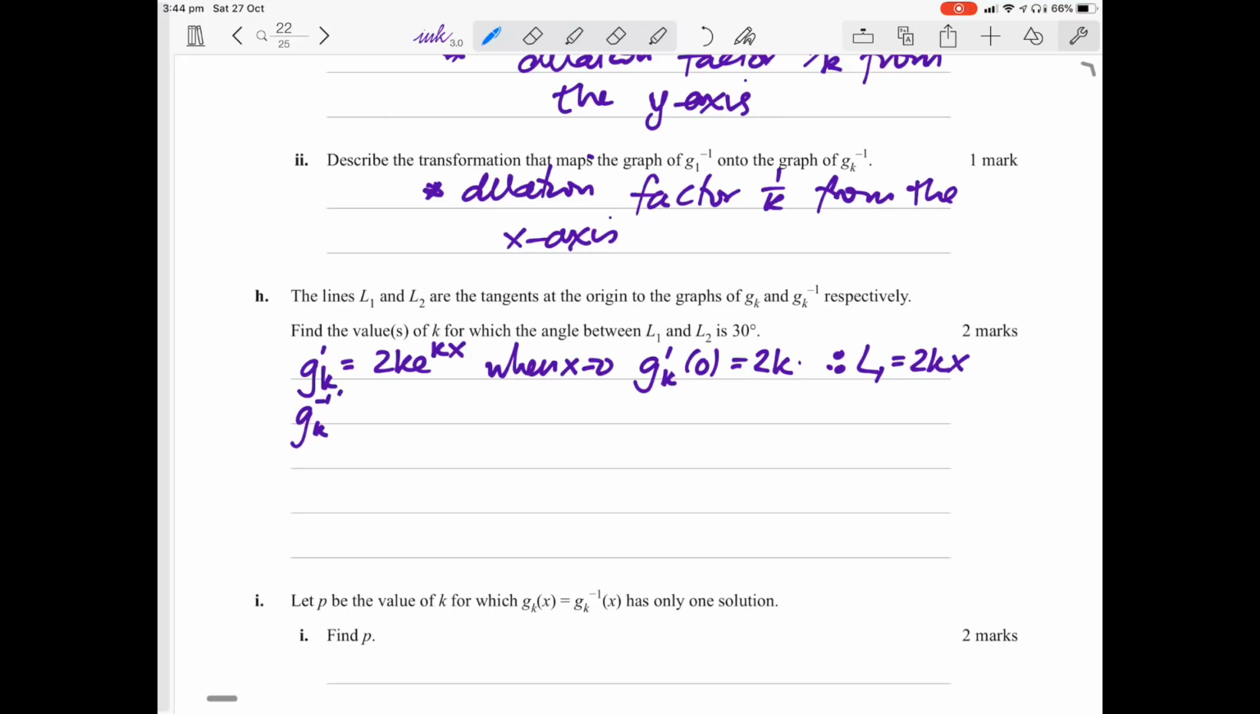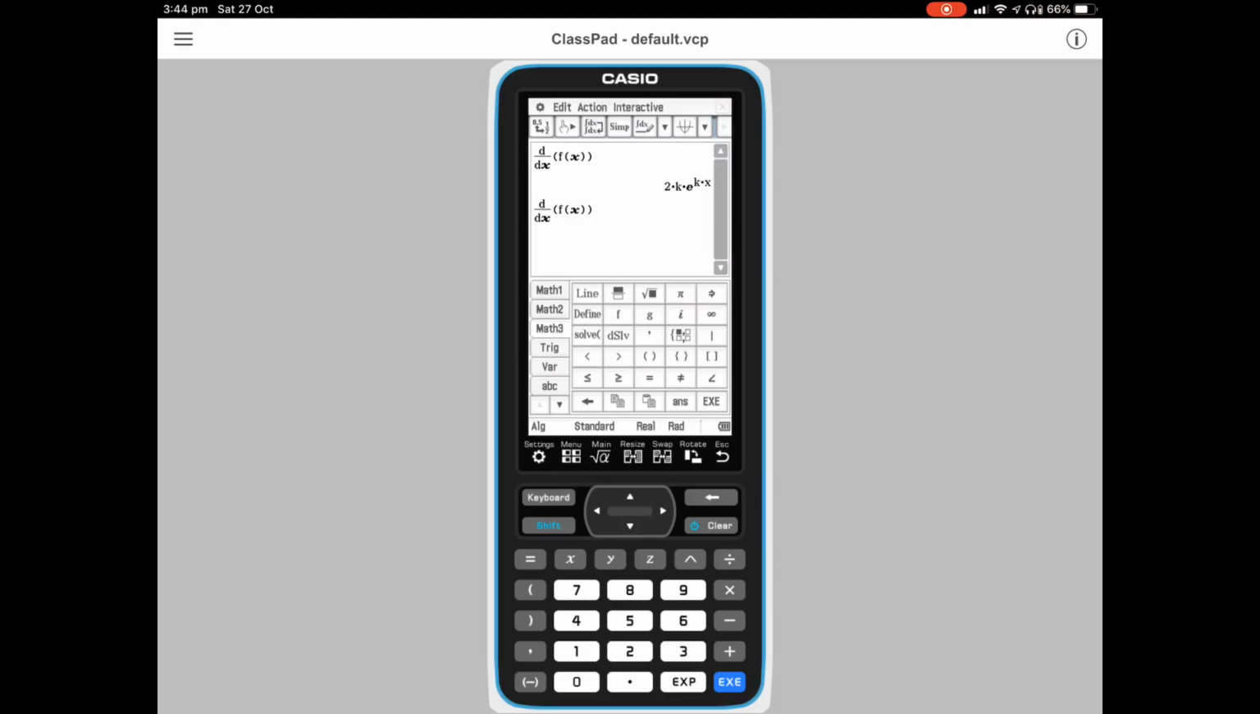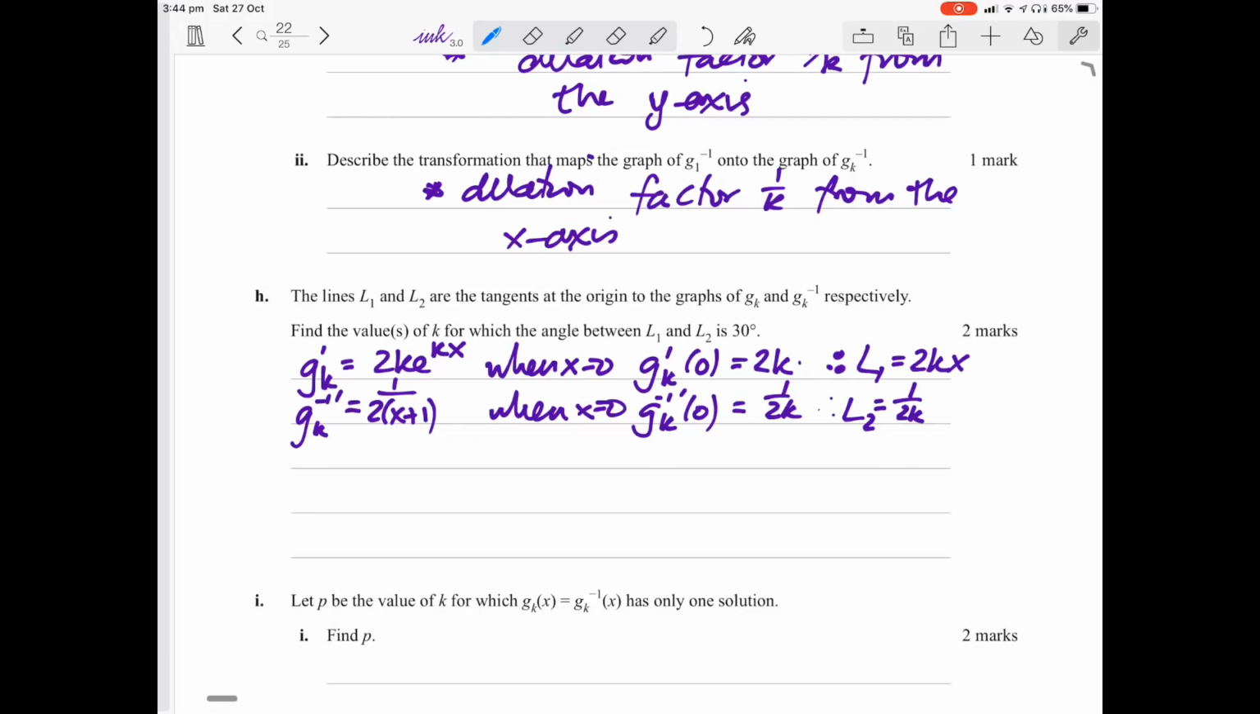So g of k inverse dash is, do the same thing, but with g inverse of k, given x equals 0, so that's going to be 1 on 2k, which makes sense, it's the reciprocal. 1 on 2, x plus 1, when x equals 0, g inverse dash of k of 0 is 1 on 2k, so L2 is 1 on 2k x.